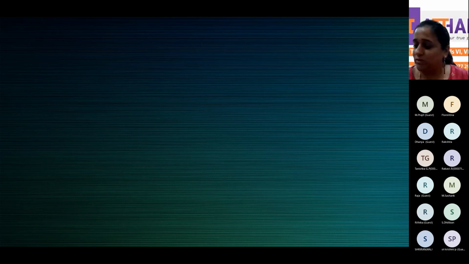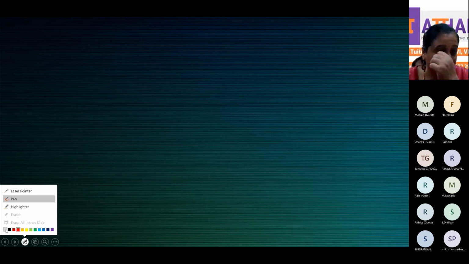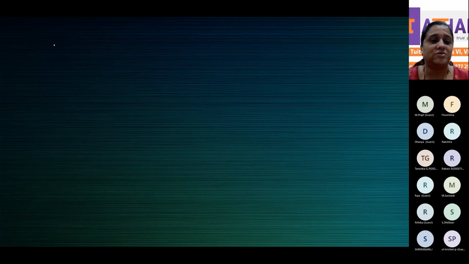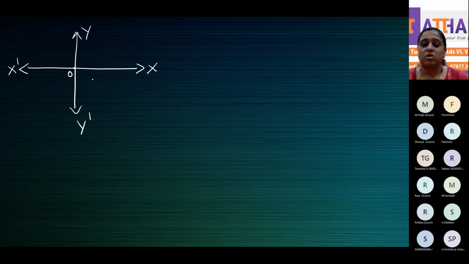All right. So we are continuing with a pair of linear equations in two variables. Today we'll learn something about making graphs. For that we need to recall certain things from 9th standard. Let's begin. The x-axis, y-axis, origin O.